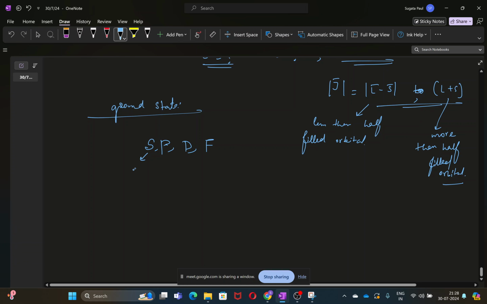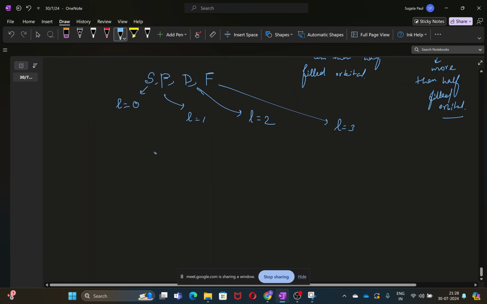So basically, if your electron is in L equal to 0, then it is S. If L equal to 1, then it is P. For L equal to 2, it is D, and L equal to 3, it is F. But remember that these are not small letters. These will be in capital letters because that is a symbolization of the ground state.